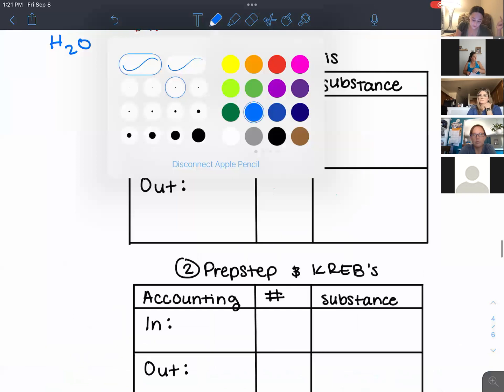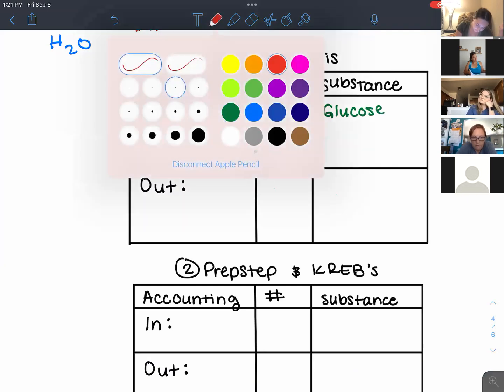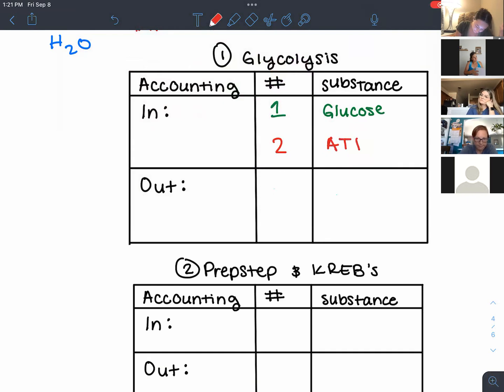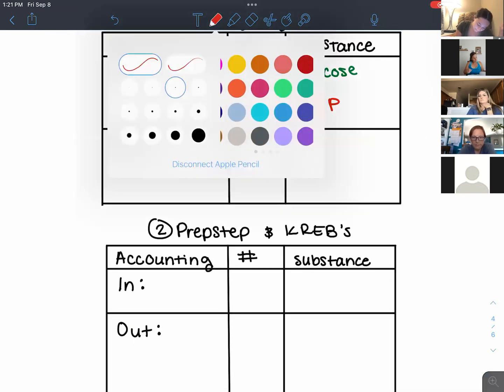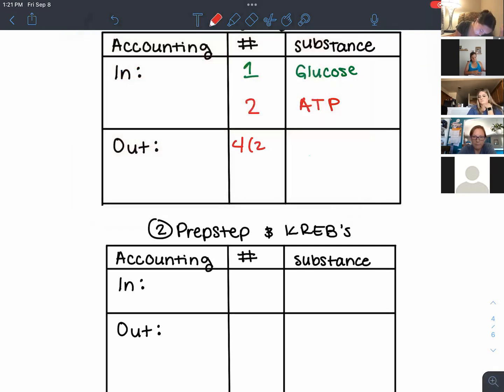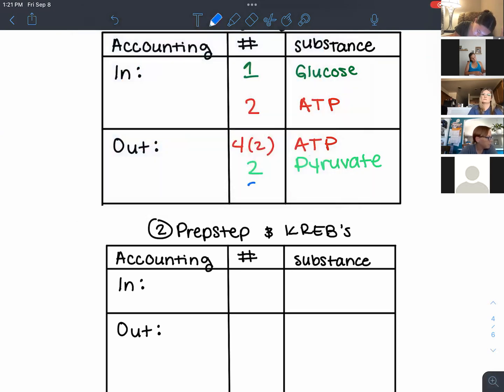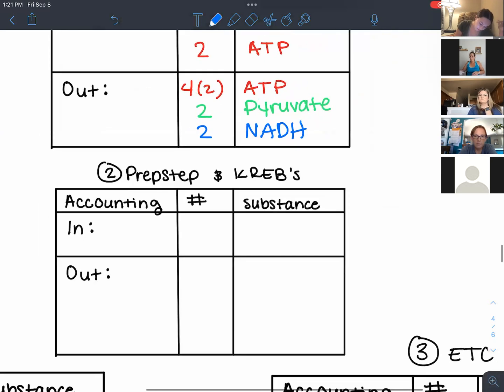So for glycolysis, what goes in? Glucose. 1 glucose. And what else goes in? 2 ATP. What comes out? 4 ATP, 2 net. What else? 2 pyruvate. 2 NADH. Mm-hmm. 2 NADH. Okay. For the Krebs cycle, what goes in?